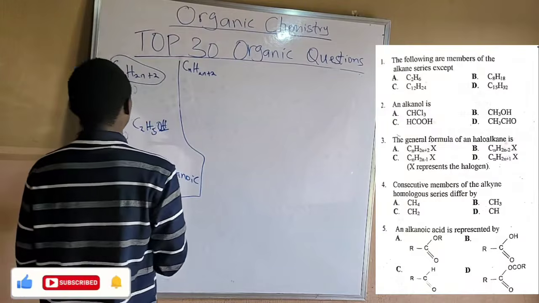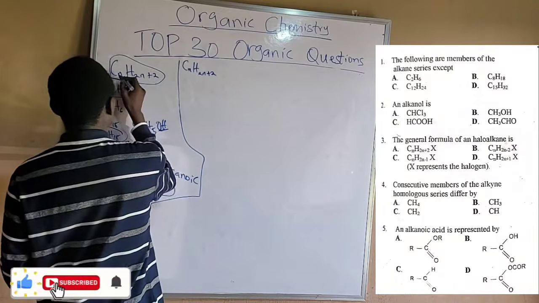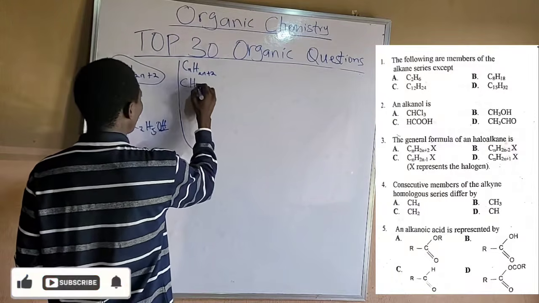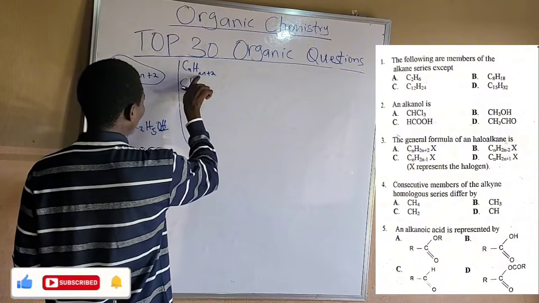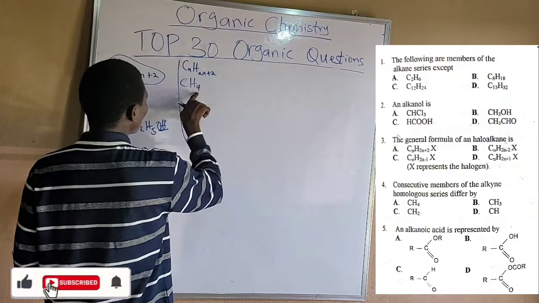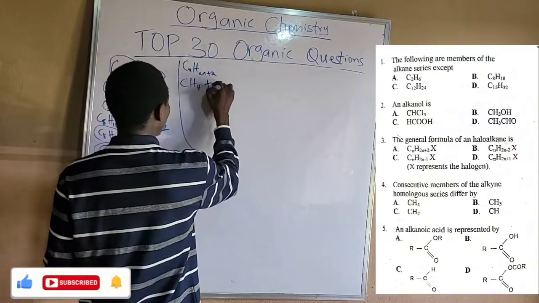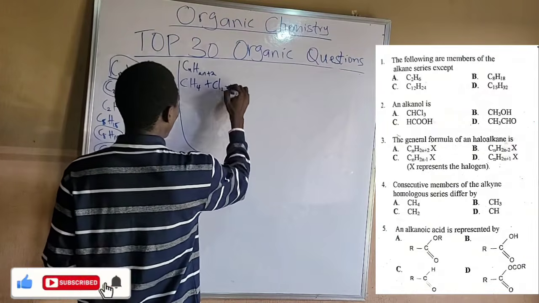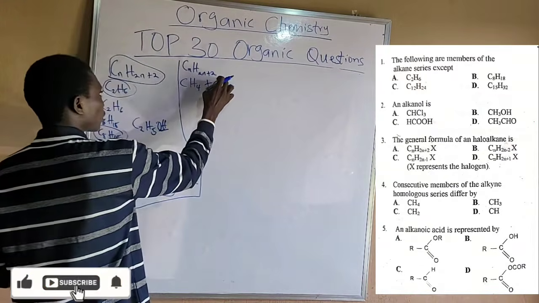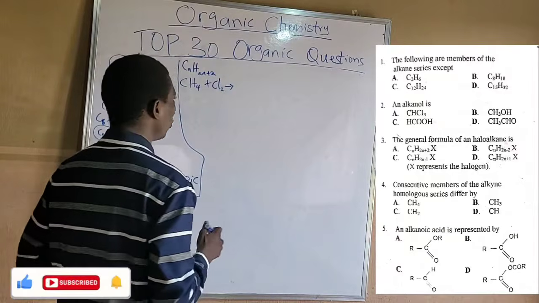Like for example now, methane. When n is equal to 1, we have CH4. n is equal to 1, 1 times 2 will be what? 2 plus 2, that is 4. So we have CH4. When you react this with chlorine, this chlorine here represents halogen.